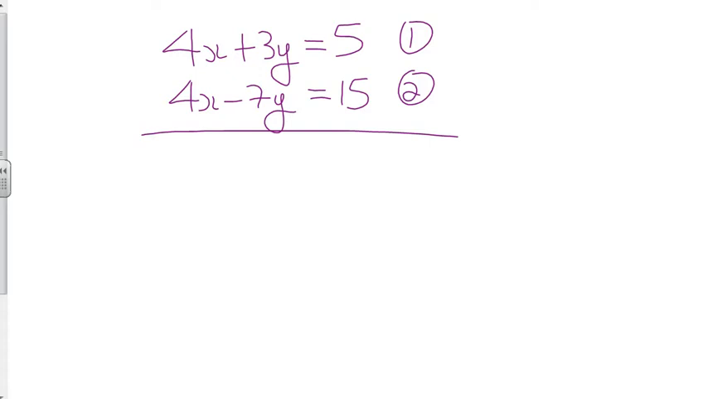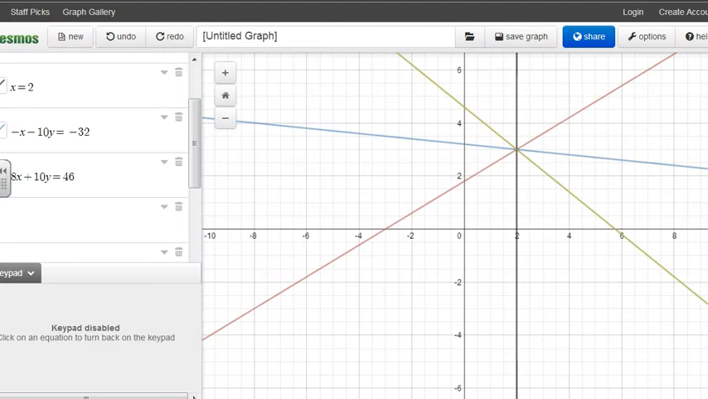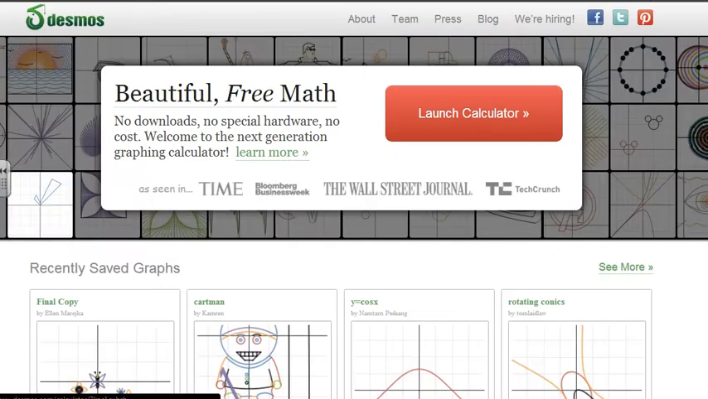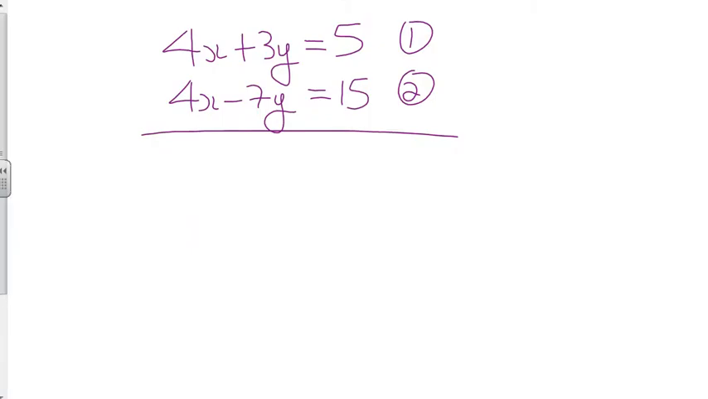Let's go back here. So what if I do negative 8x minus 10y equals negative 46? That'd actually just be the exact same one. Never mind. Forget what I was saying. Okay. So we're going to subtract, right? So we're going to do 1 minus 2. 4x minus 4x, 0. 3 minus negative 7, positive 10y. 5 minus 15.